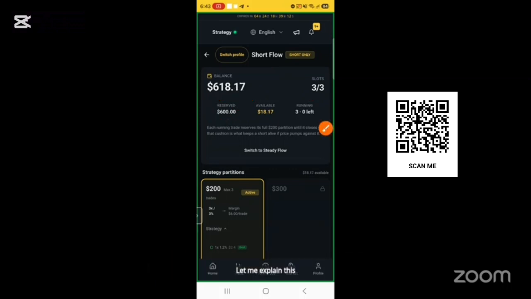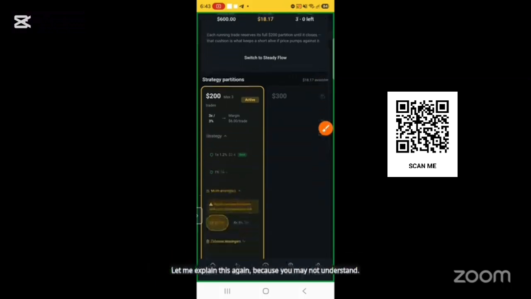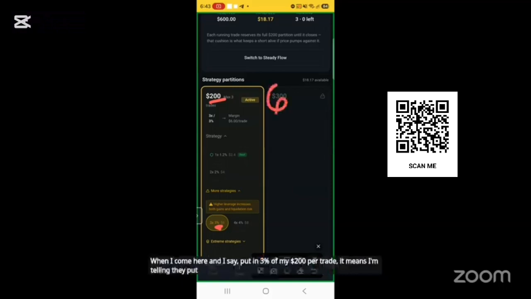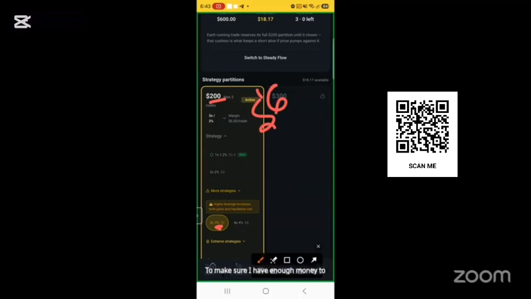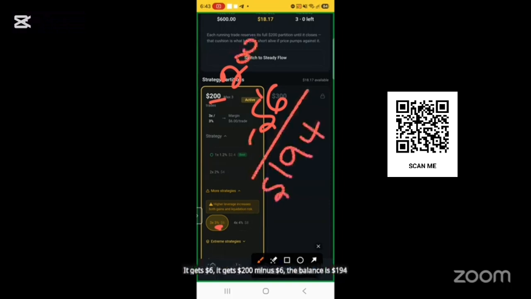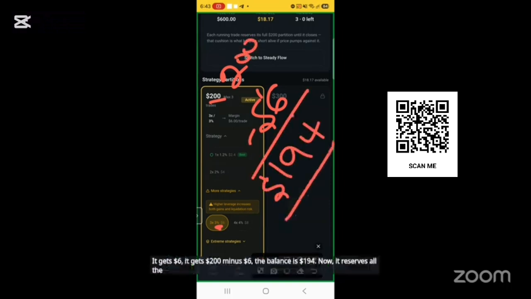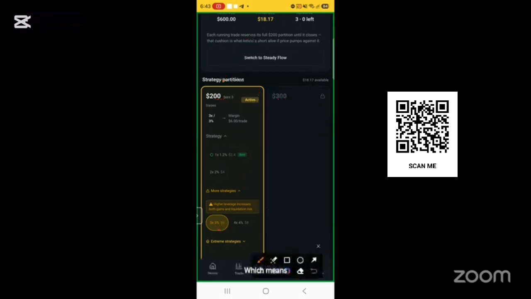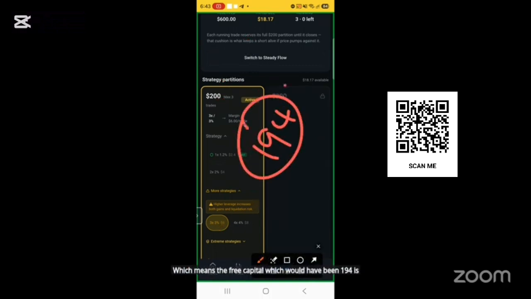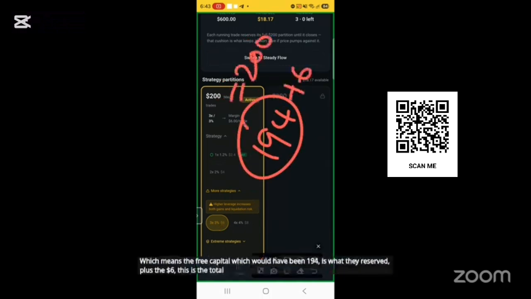Let me explain this again, because you may not understand. When I come here and I say, put in 3% of my $200 per trade, it means I'm telling the bot to put in only $6. Then, to make sure I have enough money to cover for this trade, it gets $6, and it gets $200 minus $6, the balance is $194. Now, it reserves all this capital for this running trade, which means the free capital, which would have been $194, is already reserved, plus the $6. This is the total of $200 reserved.